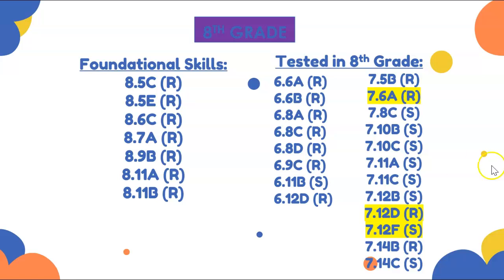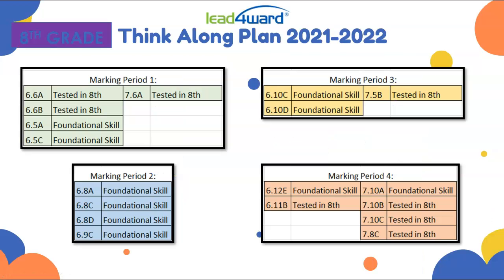Attached, you'll see foundational skills for 8th grade. This is an 8th grade example. These are our foundational skills in 8th grade. But you also have foundational skills that will be tested in 8th grade from 6th grade and from 7th grade. This would be a great place to start with your Think Along plan, using STAAR release questions that pertain to 6th grade content or 7th grade content. As a suggestion for 8th grade, here are some 6th grade and 7th grade SEs that would work in each marking period that align with the 8th grade content being covered during that marking period.